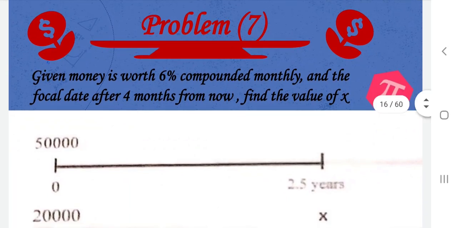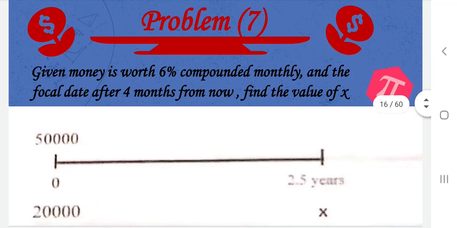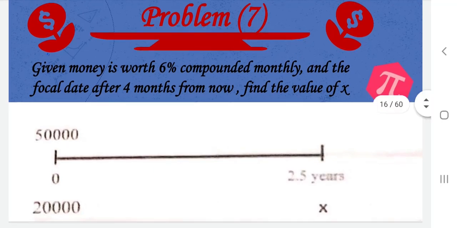Given money is worth 6% compounded monthly and the focal date after 4 months from now, find the value of x. Timeline: the old obligations $50,000, the new obligations $20,000 and x. He will exchange one single payment with two payments.